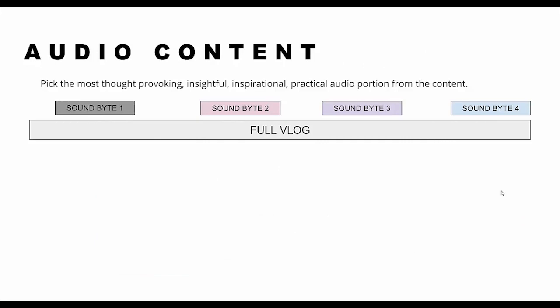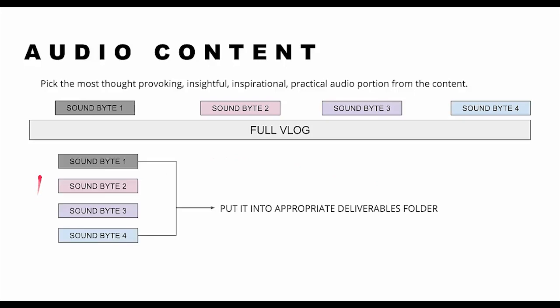Audio content, pretty much just pick the most thought-provoking, insightful, inspirational, practical portion of the audio of the content. Since it's audio, it has to be something useful that we can use as a voiceover. Say soundbite 1 right here is talking about being motivational. This one is practical advice, and so on and so forth. So you just pretty much export those sound bites as separate pieces of content and put it into the appropriate deliverables folder, and that's pretty much sound bites that we can use for the highlights.